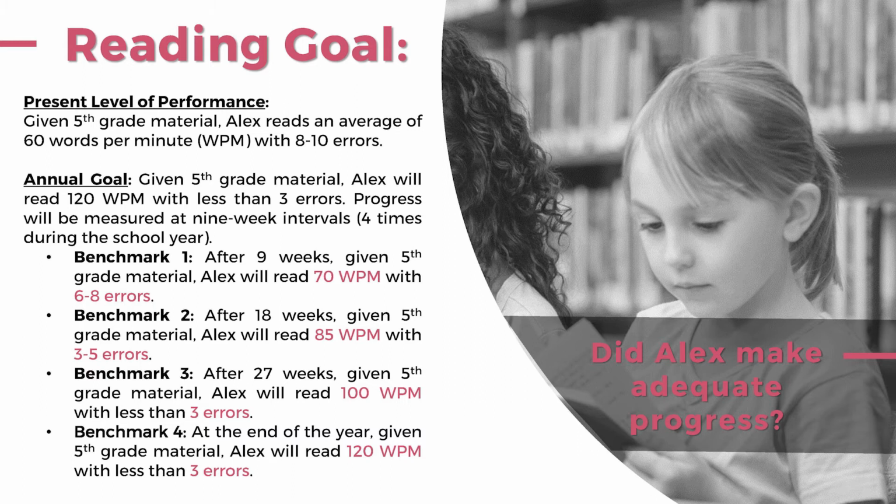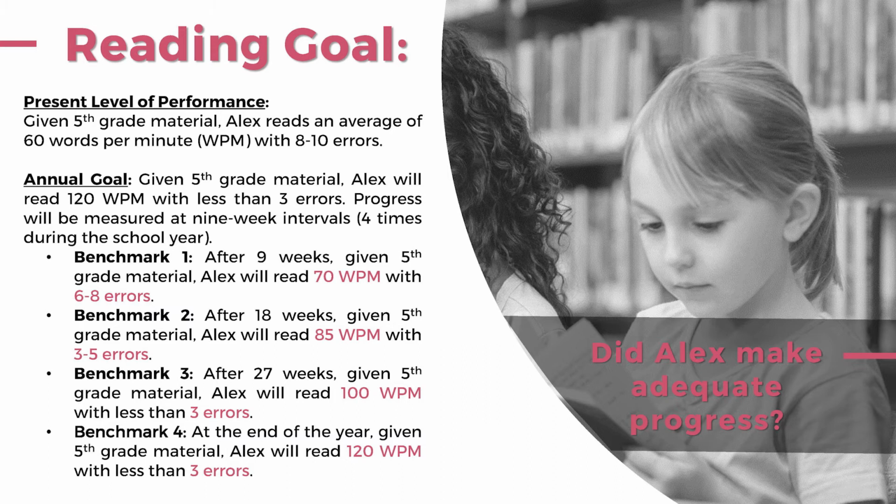So in this particular goal, we've broken it down into 4 benchmarks that would equate generally to quarters, that go along with report card time, so that the parents would receive the updates at the same time as the report cards. So the annual goal is the overall goal, but the first benchmark is that after 9 weeks, we want Alex to go from 60 to 70 words per minute, and we want to see him reduce those errors down to 6 to 8, and then just marching right through to the end. So at 18 weeks, 85 words per minute. At 27 weeks, 100 words per minute, and now we're down to less than 3 errors.